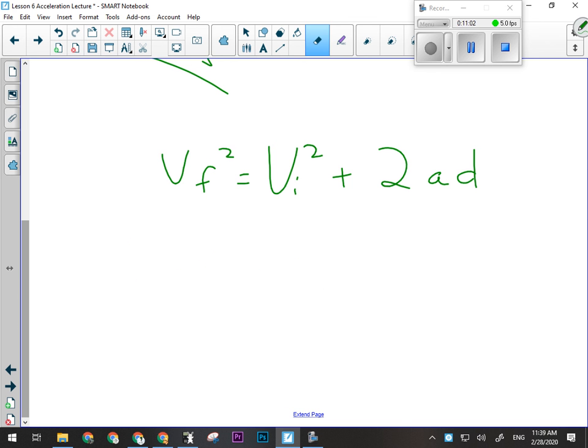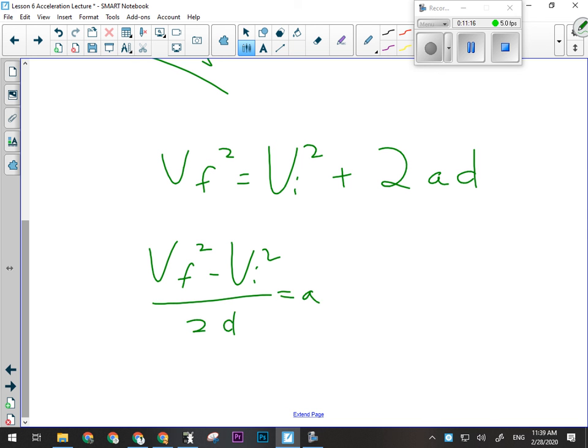Okay, what if I wanted to solve for A? What should I move first? Yeah, move the VI. Okay, so VF squared minus VI squared, and then divide by 2D. That would leave me with A. If I wanted to solve for D, I'd divide by 2A. All right, it's actually a pretty simple formula to manipulate.